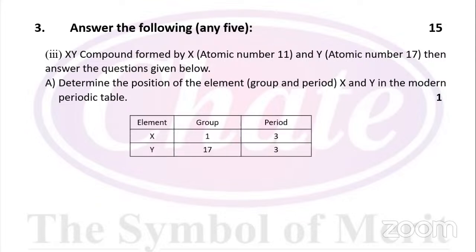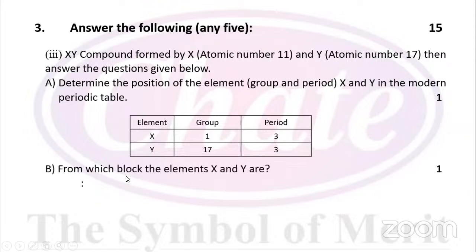From this information, we can say that the element X is in the first group of the third period and element Y is in the 17th group of the third period. So in this way, you can write down the answer. The next question is, from which block are the elements X and Y?